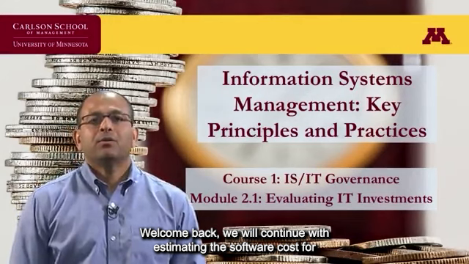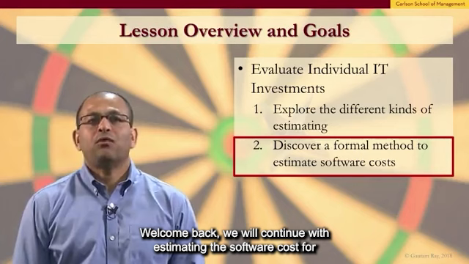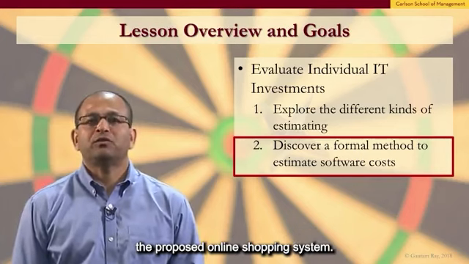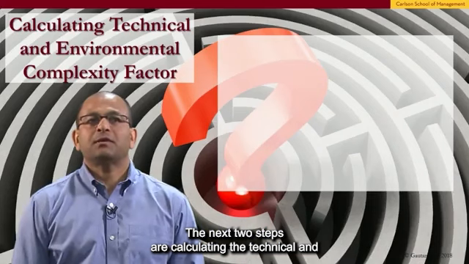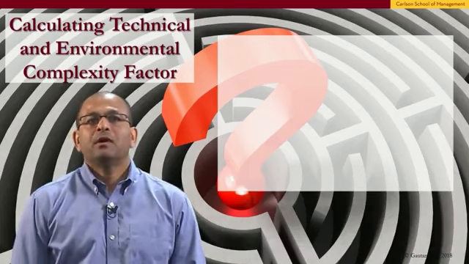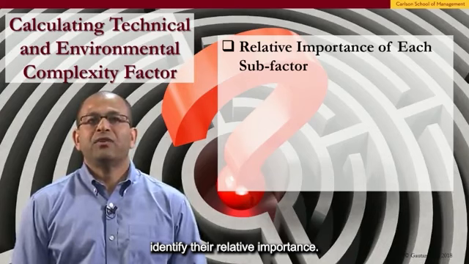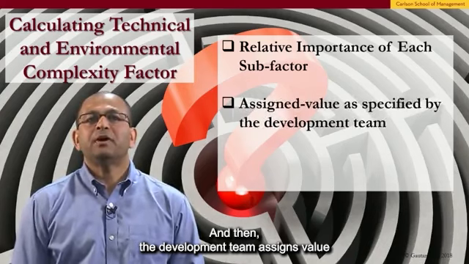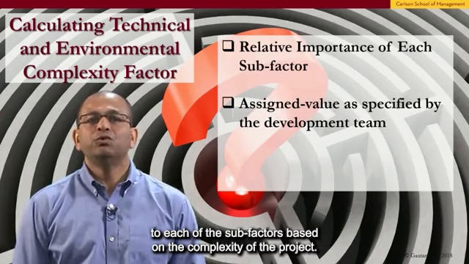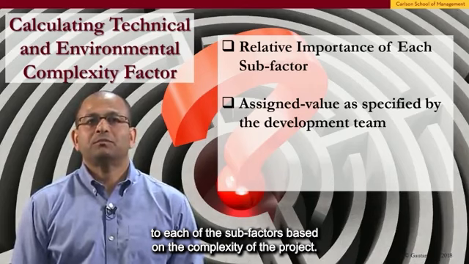Welcome back. We will continue with estimating the software costs for the proposed online shopping system. The next 2 steps are calculating the technical and environmental complexity factor. These 2 steps require us to identify relevant subfactors and identify their relative importance, and then the development team assigns a value to each of the subfactors based on the complexity of the project.